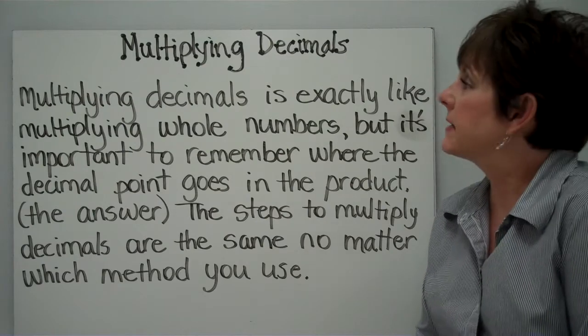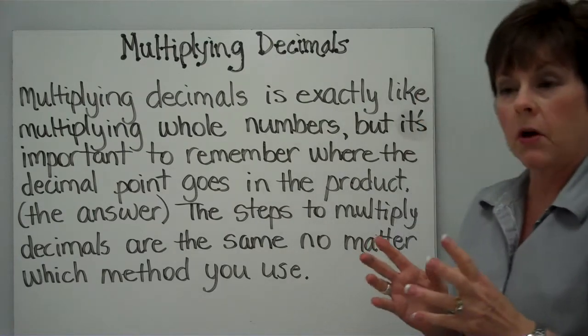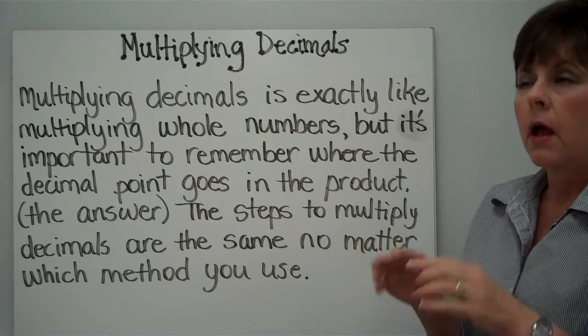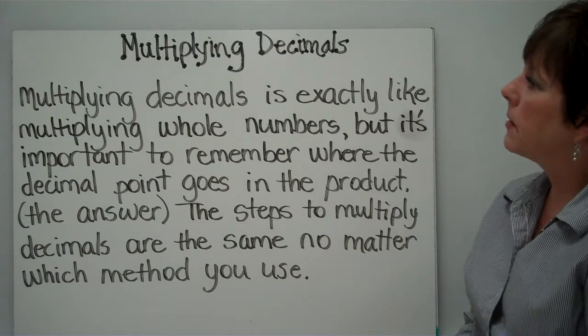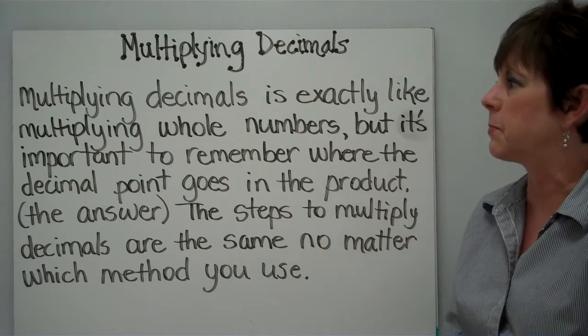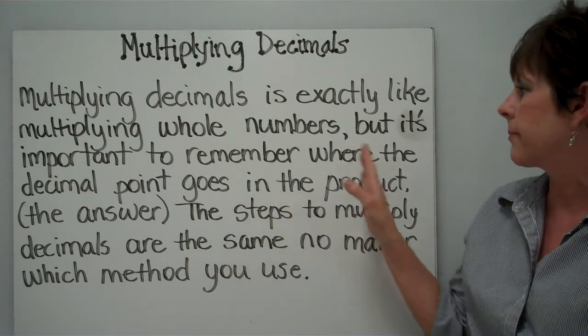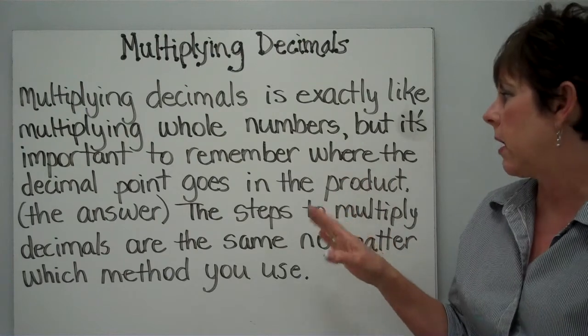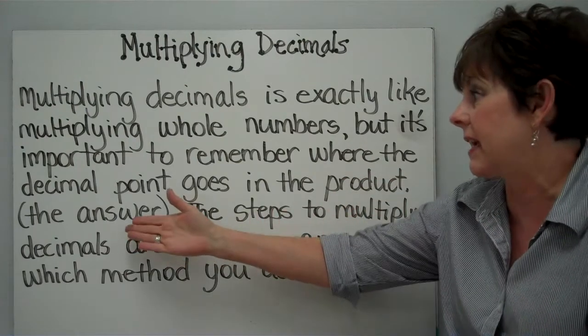Tonight's lesson is about multiplying decimals. The other lesson that we had was on multiplying whole numbers, so this is just an extension of it. Multiplying decimals is the very same exact thing as multiplying whole numbers, but it's important to remember where the decimal point goes in the product. Another name for the product is the answer.